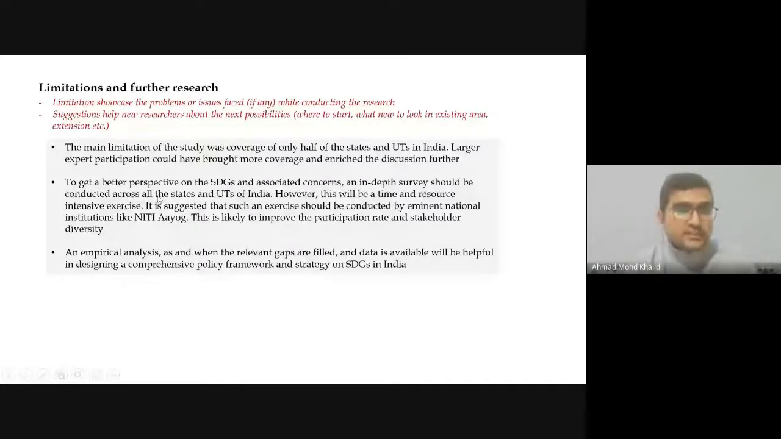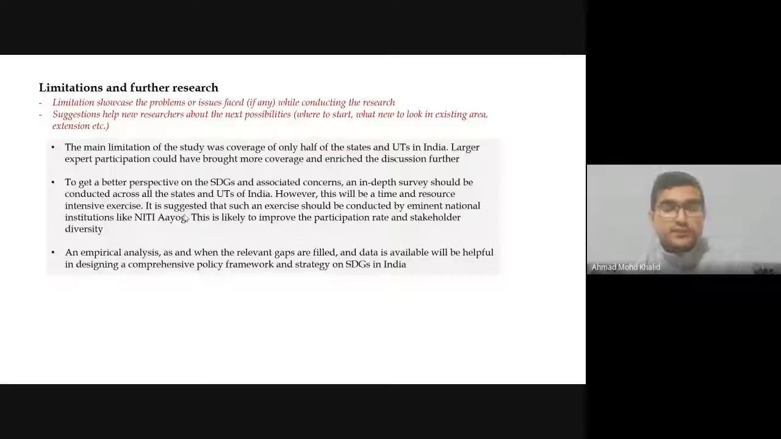Secondly, they also said that to get a better perspective on the SDGs and associated concerns, an in-depth survey should be conducted across all the states in India. Some suggestion they have given. However, because of time and resource constraints, the authors were not able to conduct it, or will not be able to in the future. So they said that a government agency and policy think tank like Niti Aayog is very capable, and if they do such an exercise, that will be a great contribution for India. And this will also improve the participation rate and stakeholders.